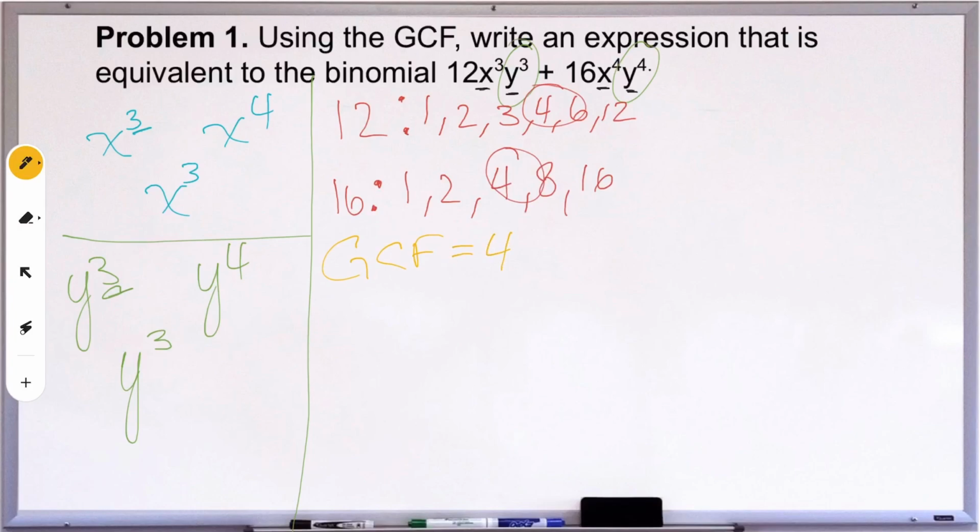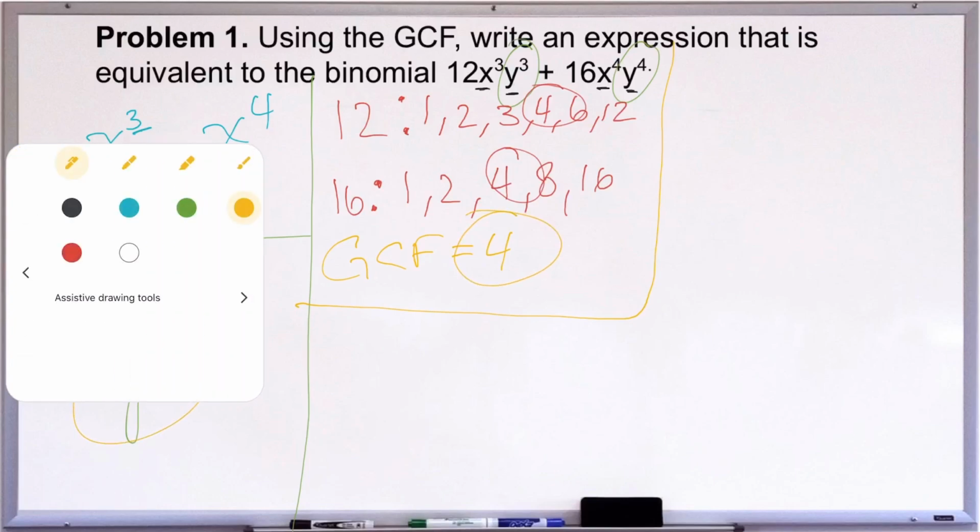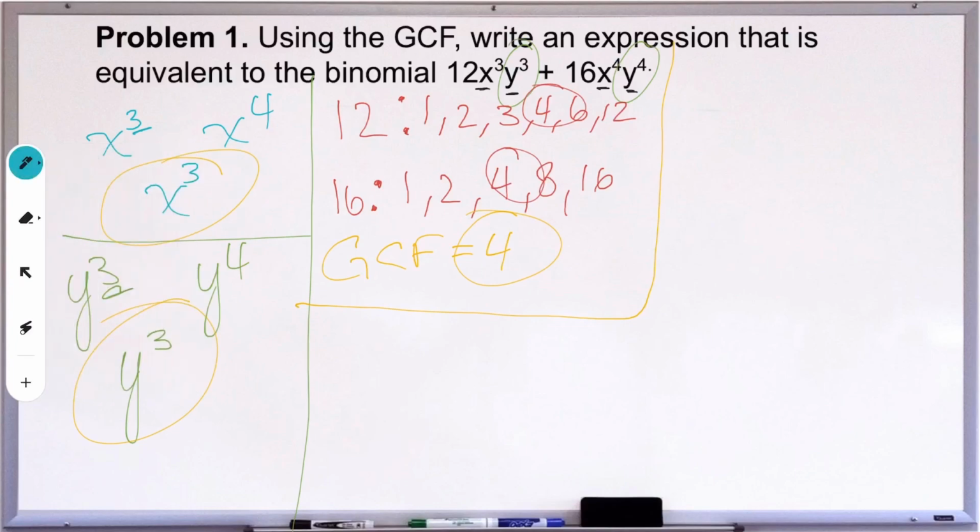So what we're going to do, of course, just like in our binomials that had one variable, we're going to take all three terms and combine them together. So I'm going to take this 4, this x cubed, and this y cubed, and I'm going to combine them together. And it's going to give me my GCF, 4x cubed y cubed. Our next step will be to take this and divide it by each term in the binomial so we know what our other factor is.